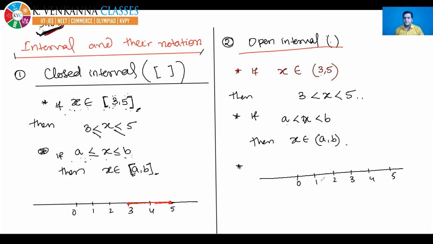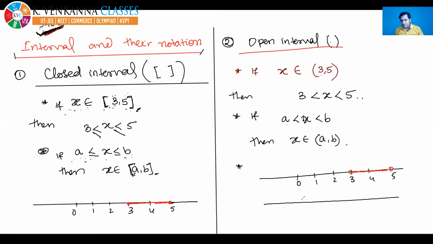So here x belongs to 3 to 5. The value of x can lie between 3 and 5, but x cannot take the value of 3. See here how to show it in the graph. If x cannot take the value of 3, I put a hollow circle here, and a hollow circle here also, because x cannot take the value of 3 and also cannot take the value of 5. That's why I am putting hollow circles at these two places.